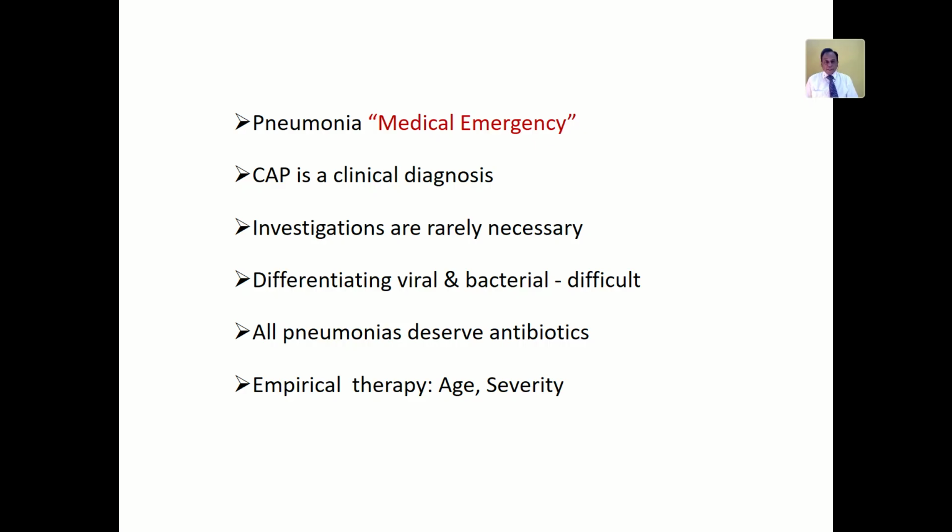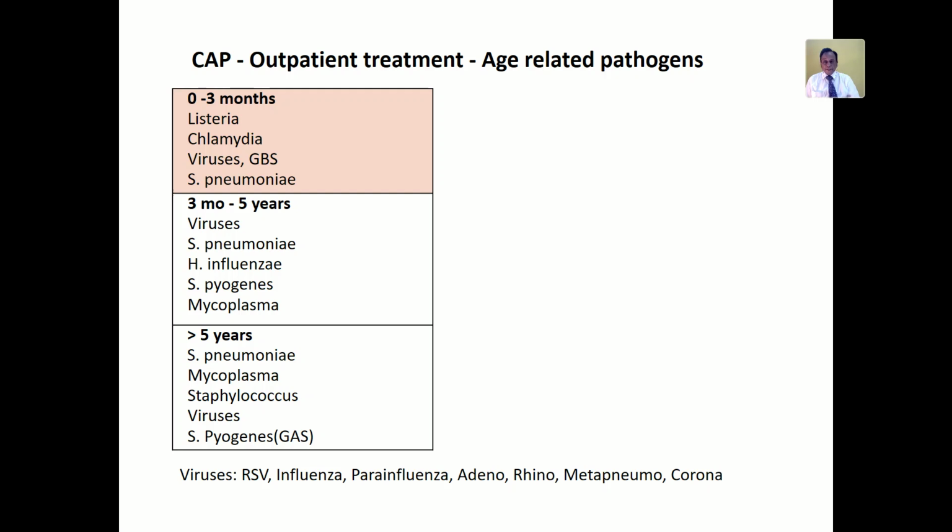And I think there are several parameters of which age plays a very, very important role, because the organisms differ in different age groups. For example, in 0 to 3 months, in the early 2 to 3 weeks of life, it may reflect the mother's birth canal flora, vaginal flora, and the child may even have Listeria monocytogenes or even GBS, that is group B streptococcus, and Streptococcus pneumoniae.